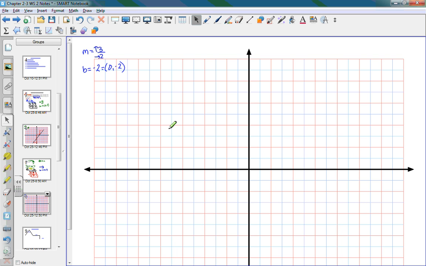Where do I start at? I start at 0, -2, and from there, what do I do? Go up 3 units to the right 2. Up 3 units to the right 2.